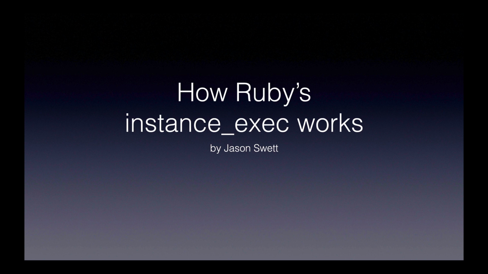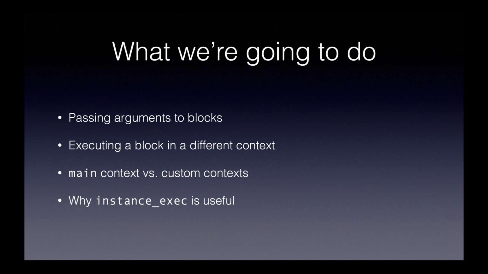Welcome to how Ruby's instance exec works. Here's what we're going to do in this video. First, we're going to review how to pass an argument to a block in Ruby. Then we're going to talk about how to execute a block in a different context, and we'll talk about what a context is. Then we'll talk about the main context versus custom contexts. And finally, we'll talk about why instance exec is useful.